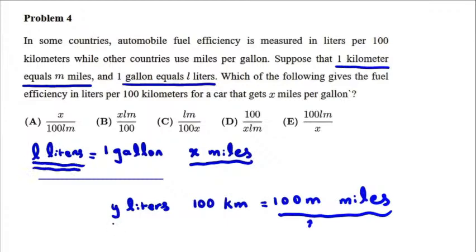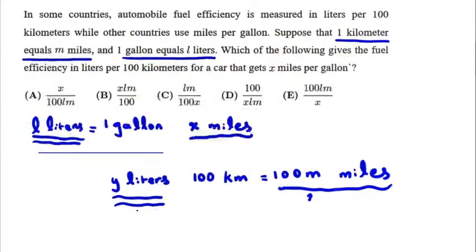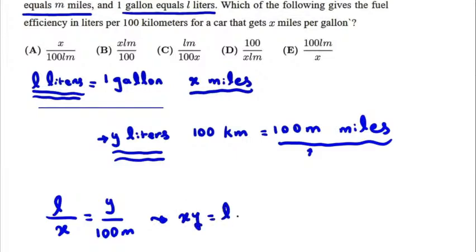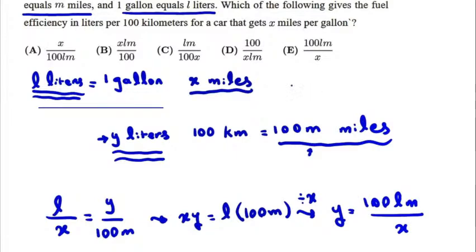So then we have this, L liters, they should be equivalent. So equivalent means what? The efficiency is the same. So if you use L liters in X miles, it is equivalent to use Y liters in 100M miles. Now we want to find Y. The problem says, which of the following gives the fuel efficiency in liters, Y liters. So you can say XY equals, if you cross multiply, L times 100M, and then if you divide both sides by X, you can say Y equals 100LM over X. So the answer is E.